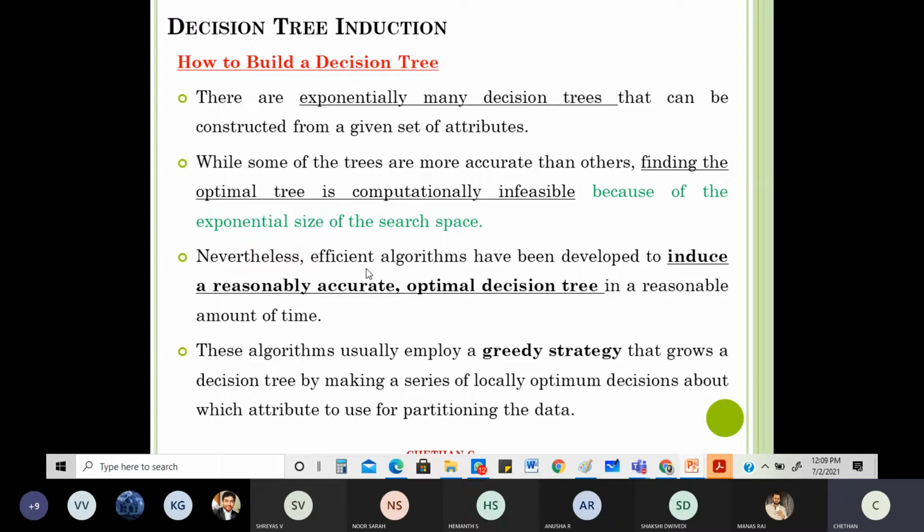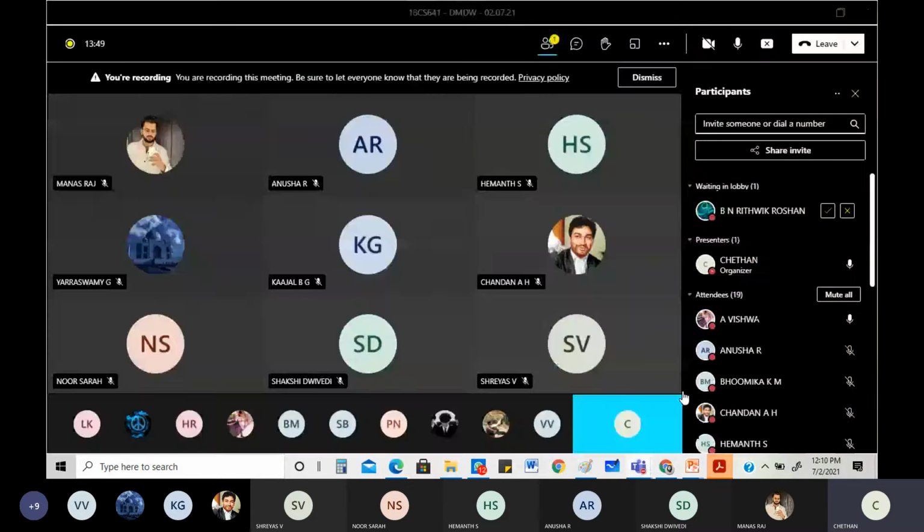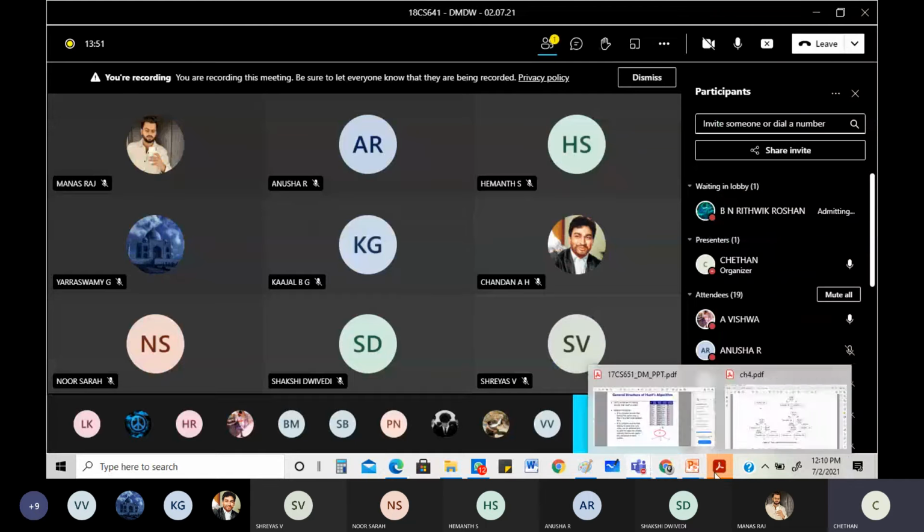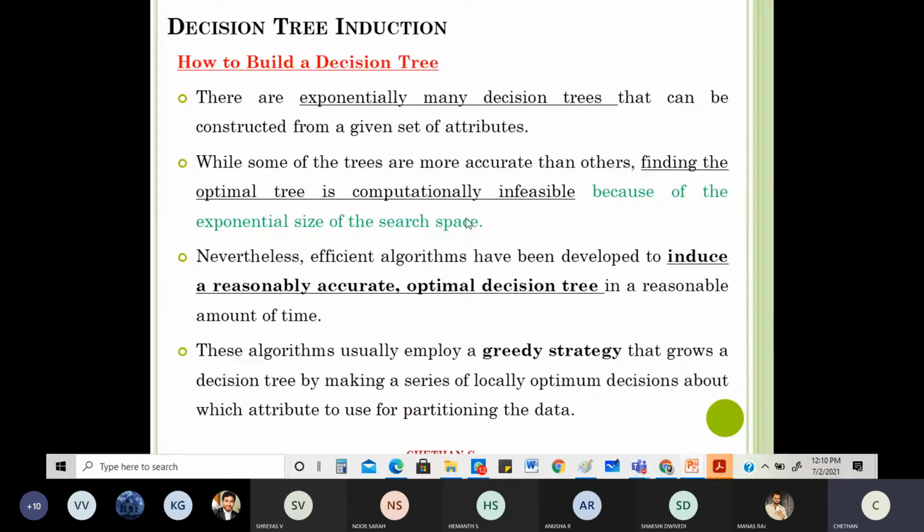Now next thing you can see very clearly: to induce a reasonably accurate optimal decision tree, there are certain efficient algorithms. Now you know where I'm going from here. There are certain efficient algorithms which will give you the best decision trees. These algorithms usually employ what? Greedy technology, greedy strategy, greedy method.